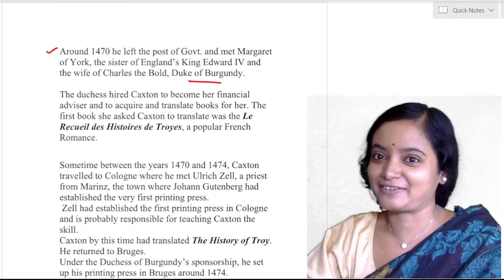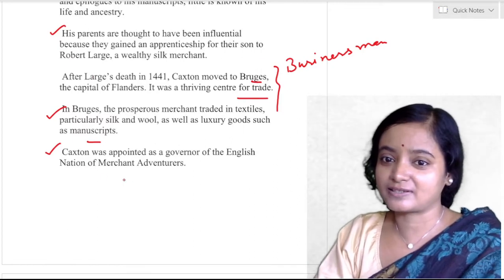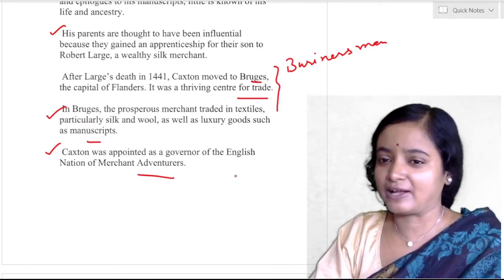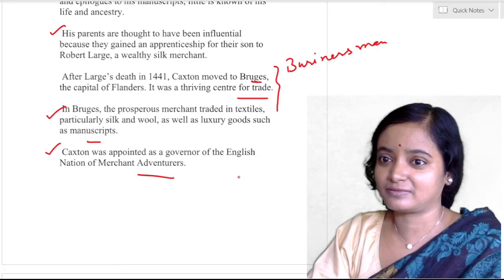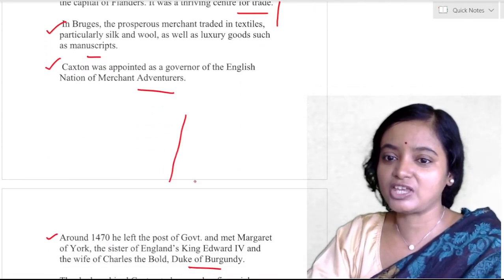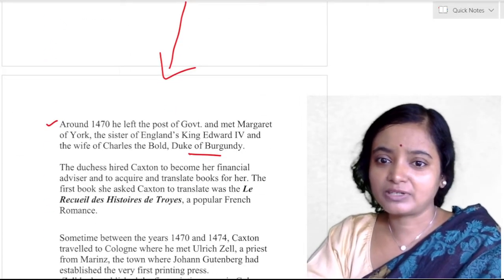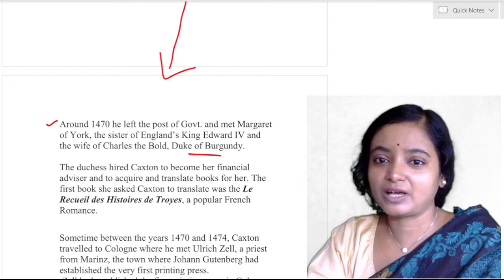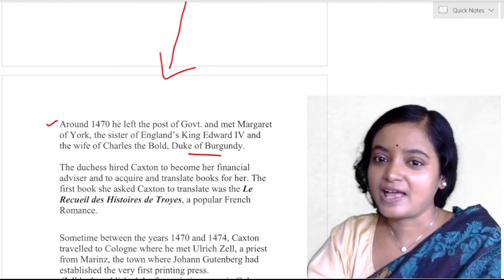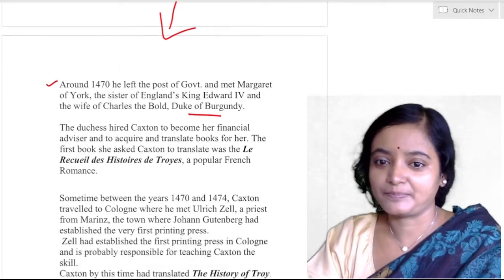Caxton was at first a businessman, then he was appointed as governor of the English Nation of Merchant Adventurers. It was also related to merchandise and trade. And from that his life changed: he became the financial advisor of Margaret, and he also started translating books for her.